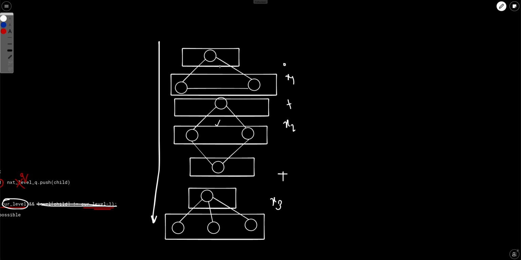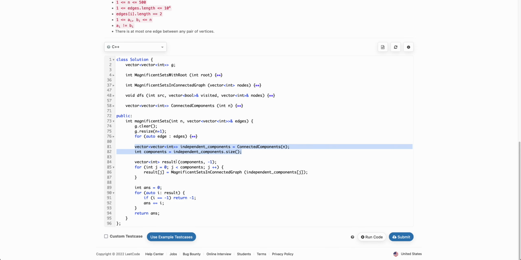Basically, we have different graphs which may not be connected. So we found out how many different graphs are there, these graphs with independent components. We look at what connected components are. Once we get that, we are finding the answer for each of these components independently.